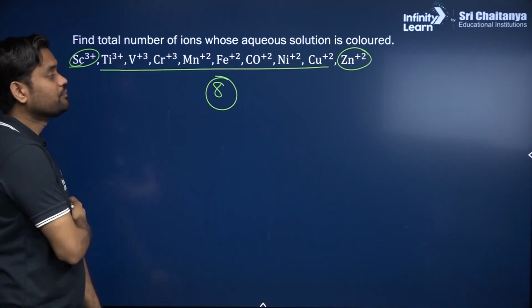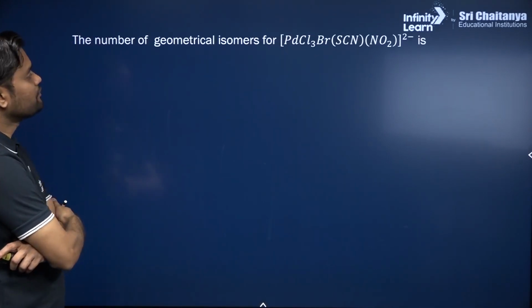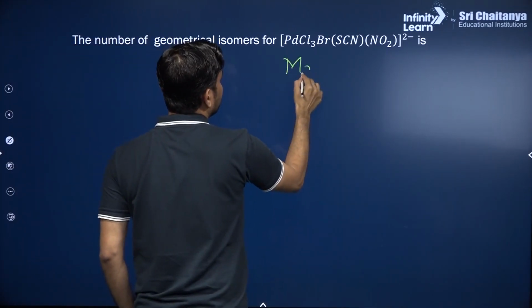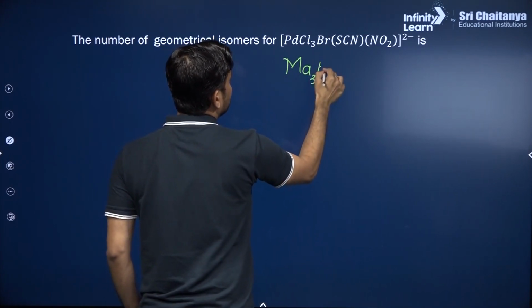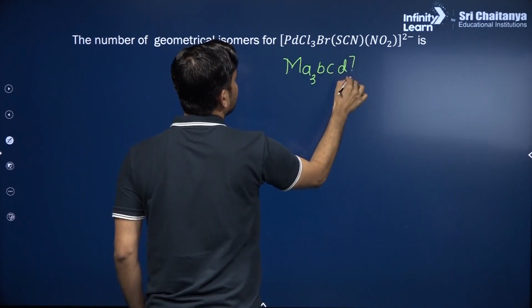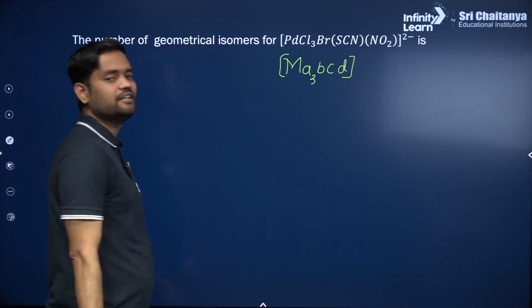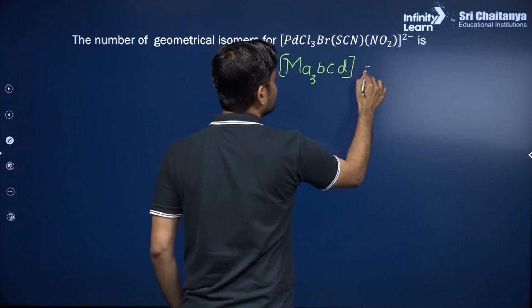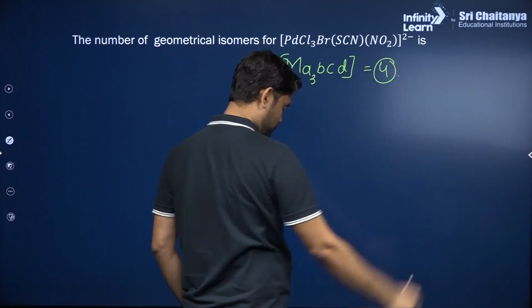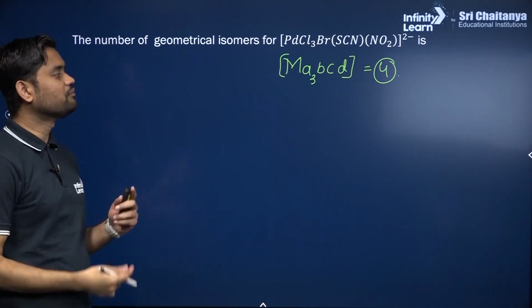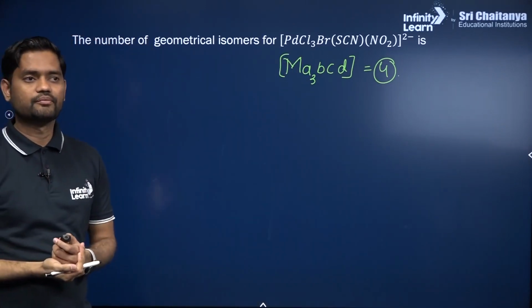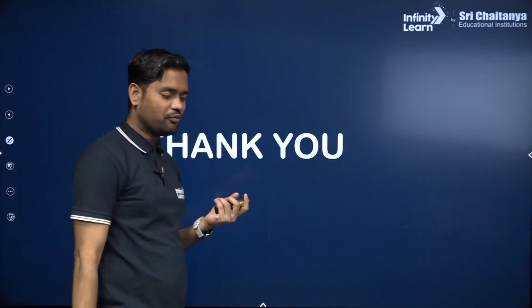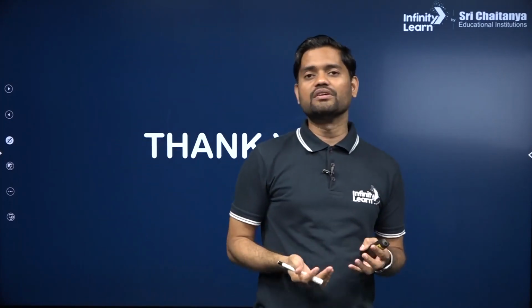Clear? Sure. Next, the number of geometrical isomers for this particular compound. This particular compound is MA3BCD type. Okay, MA3BCD type, and what they have asked is geometrical isomers. For this kind of a compound, the number of geometrical isomers is 4. Clear? Sure. Next, okay, so yeah, that was all the questions, guys, that you have encountered in your grand test.